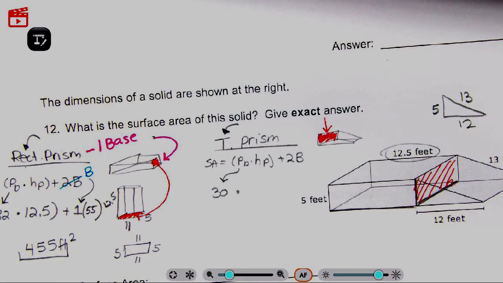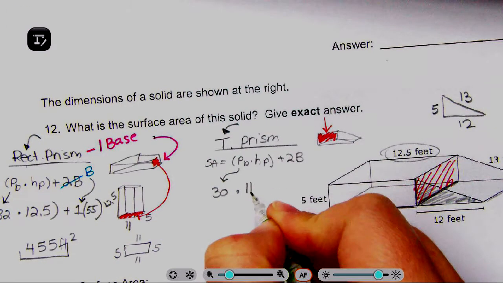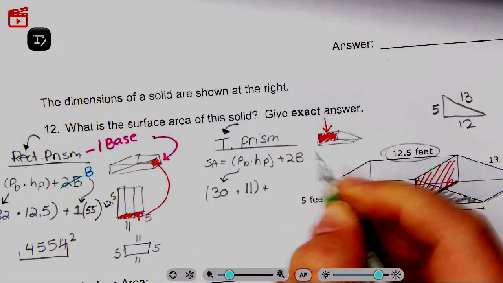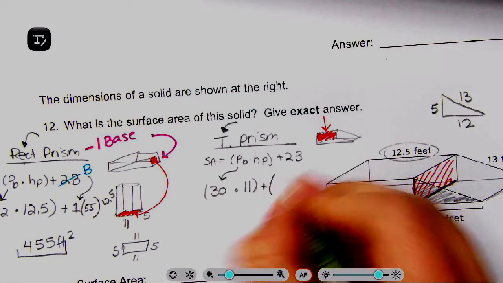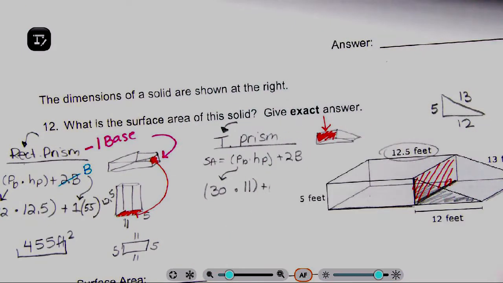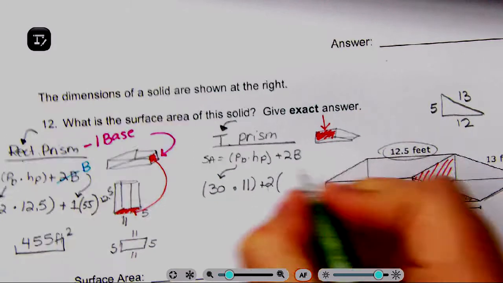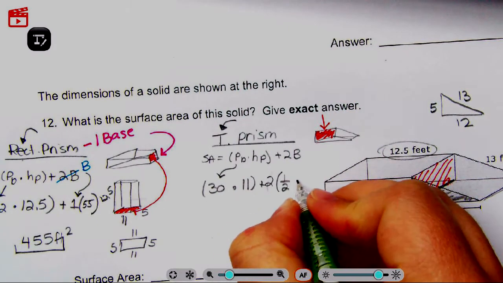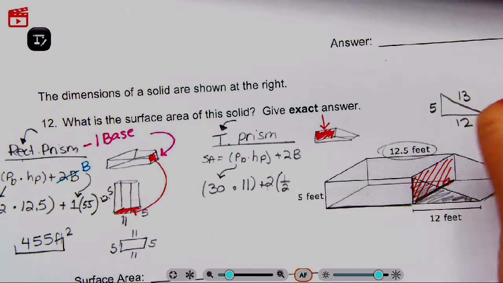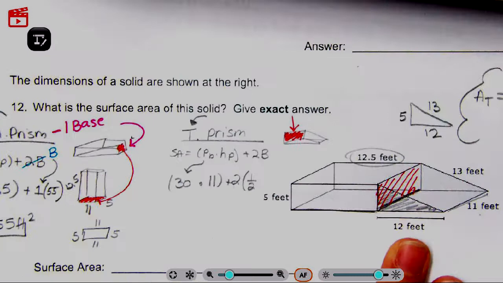What is the height of the prism? The height of the prism, again, if this is our base, is 11. I'm going to add to that 2 base areas. Well, what is the base? It's a triangle. What is the area of a triangle? It is 1/2 base times height. I'm just writing it so you guys can see.